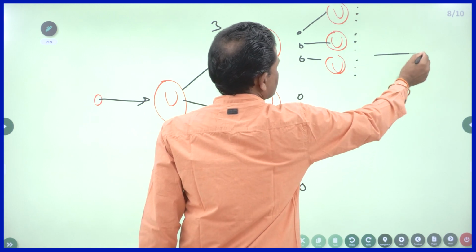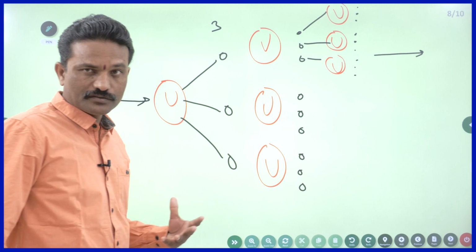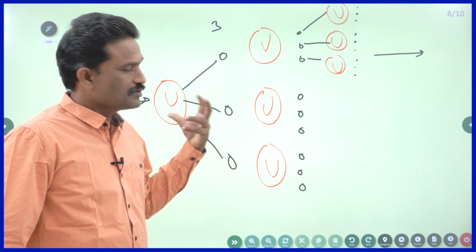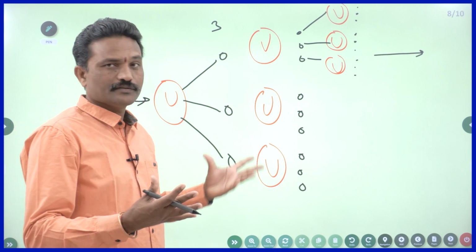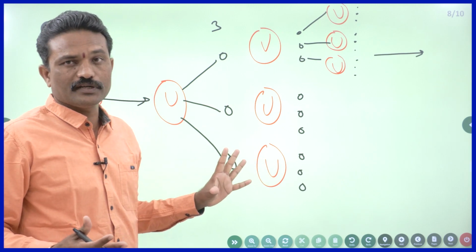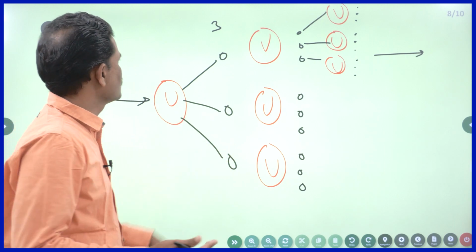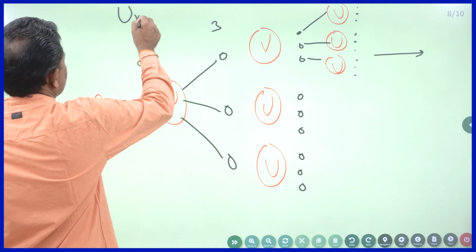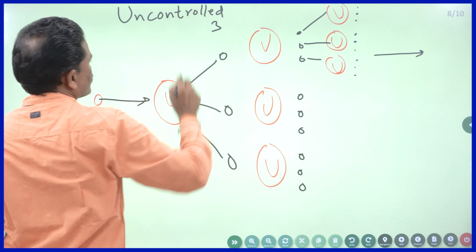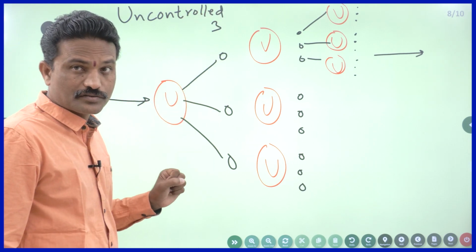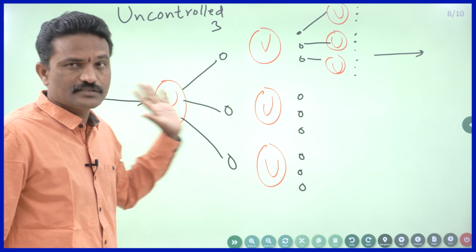In this way, this reaction continues in nanoseconds. A huge amount of energy is emitted. So this is the basic principle of an atom bomb. In this, the reaction is uncontrolled. That is the reason why it is called a chain reaction.